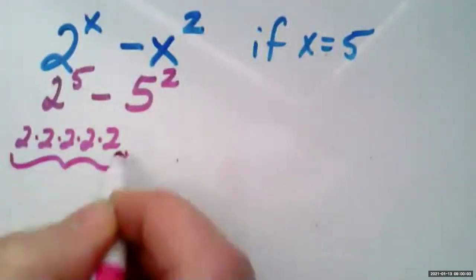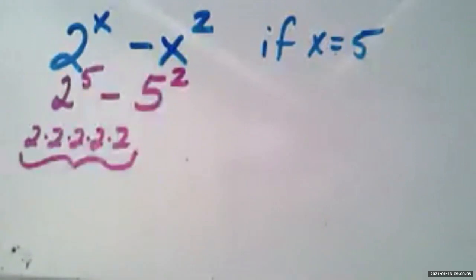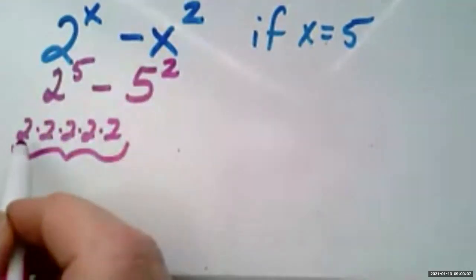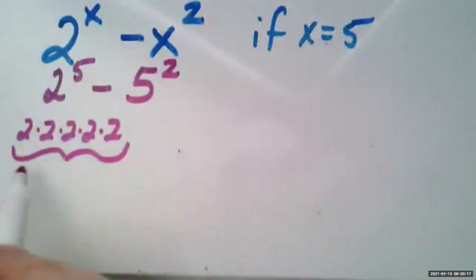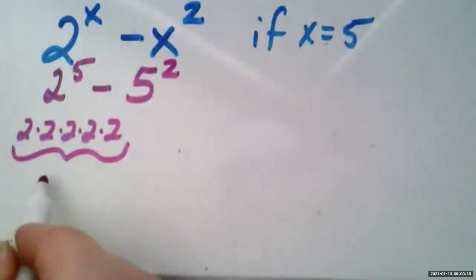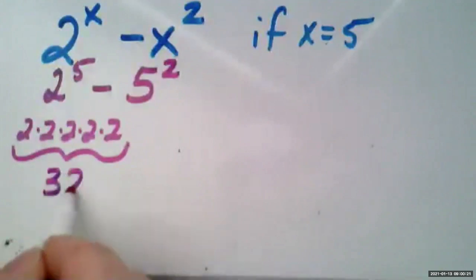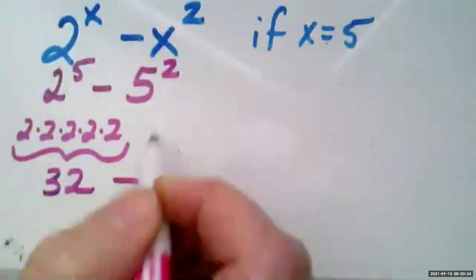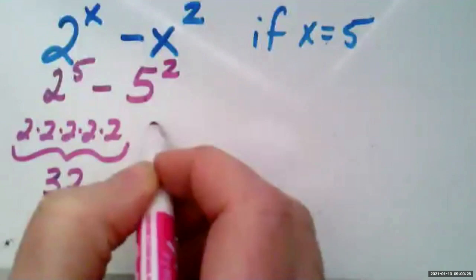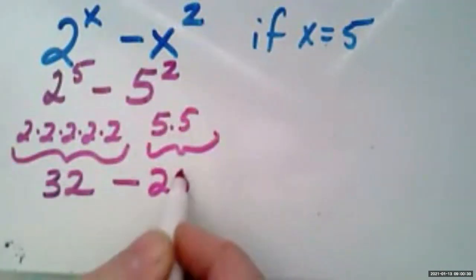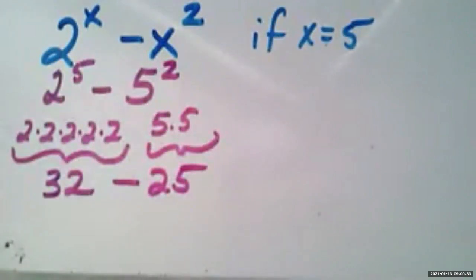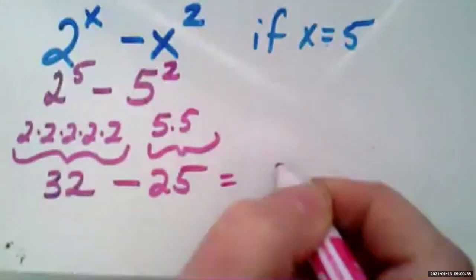So if you have 2 to the 5th power, just 1 at a time. 2, 4 and 4, 16, 16 times 2, 32 minus, what is 5 to the second power? Well, that's 5 times 5, or 25. Yeah, there you go, you guys. Of course, 7.